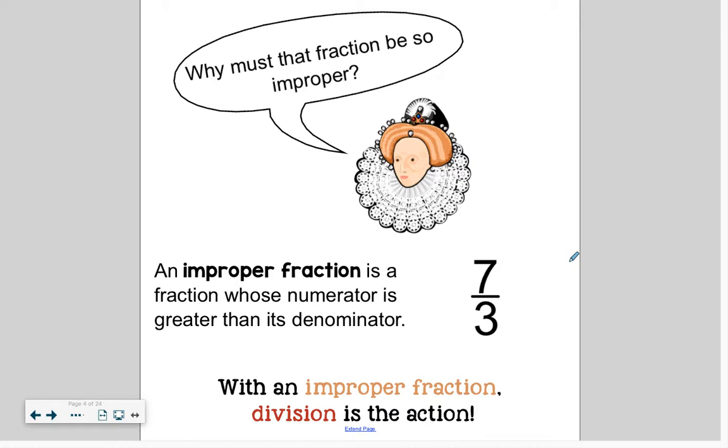But what is even an improper fraction? So I have my posh lady saying, why must that fraction be so improper? I like to think about an improper fraction this way because it reminds me that I need to then convert that. So an improper fraction is a fraction whose numerator is greater than the denominator. It's improper because your top number, your numerator, is larger than your denominator. So with an improper fraction, division is the action.